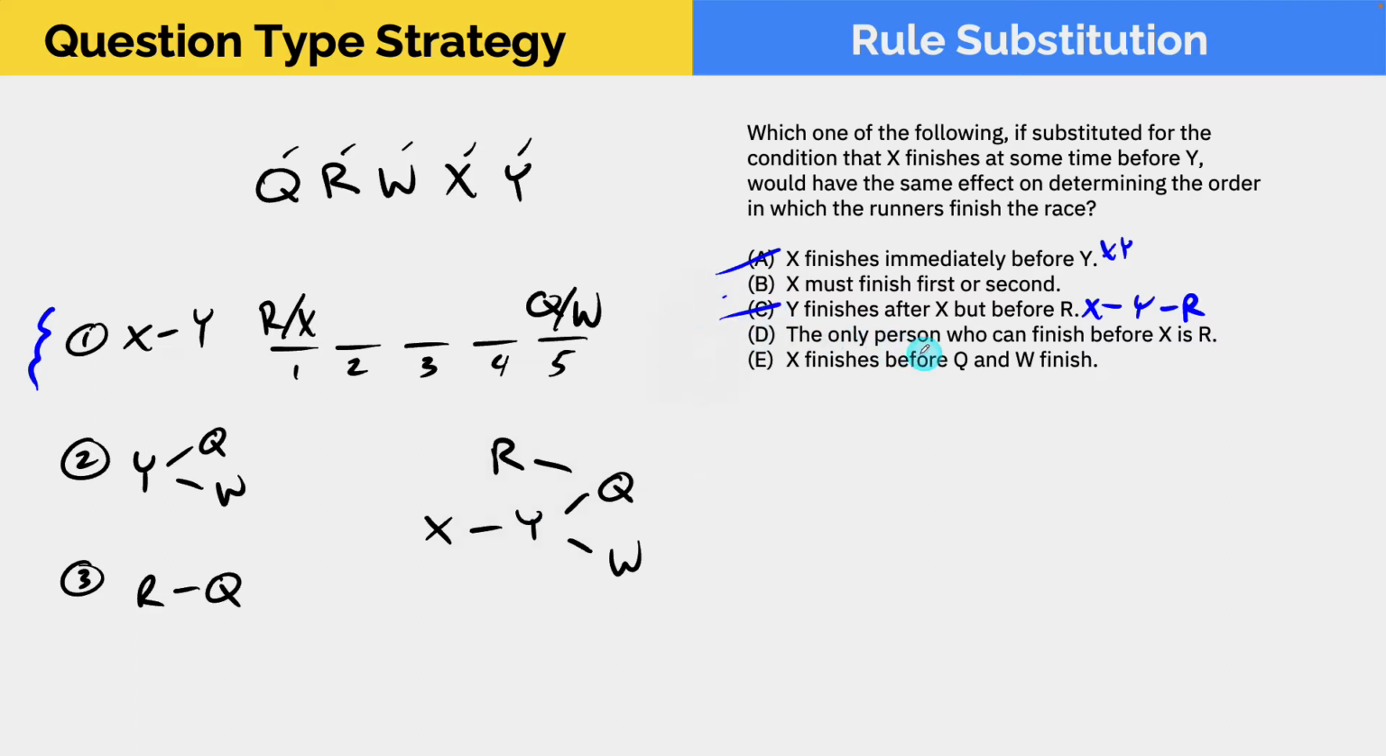Answer choice D says the only person who can finish before X is R. And that was true under the original rules, because every other letter besides R does indeed have to go after X.